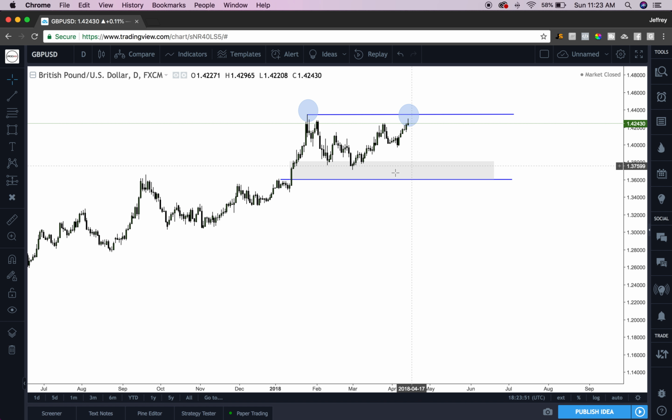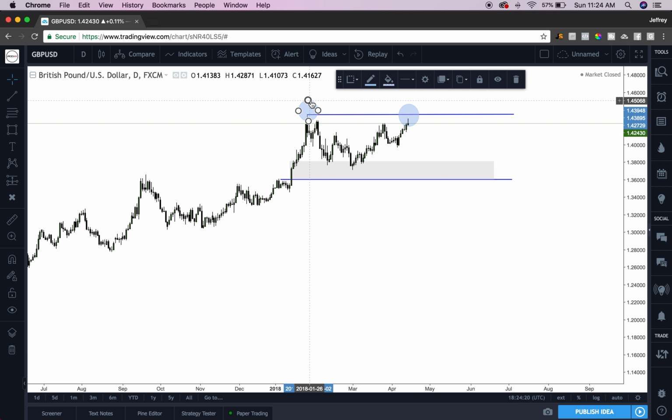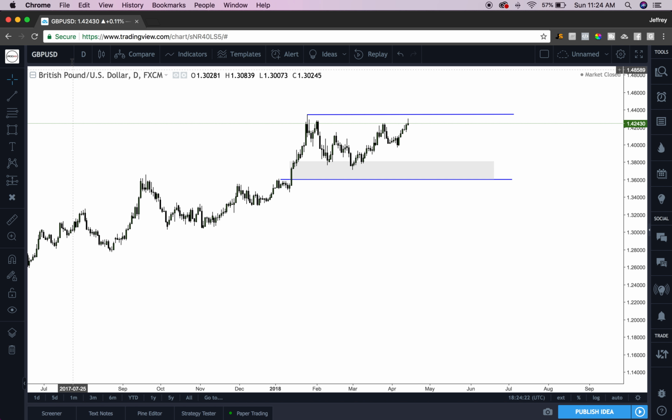So as long as we stay above 100, that would be considered a higher low point, and we would look for further continuation to the upside. So if we break this high, then we know that this low is more than likely going to be held in place. But if we fail to break this high, we're likely going to come take this low out, trade into this level of support, and then make the continued move up. So that is basically what I see for cable.